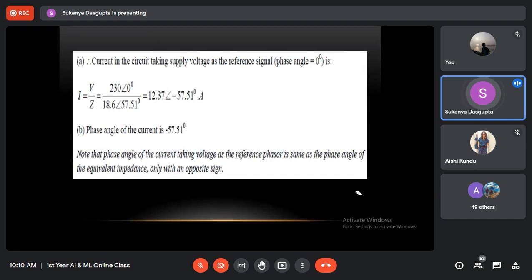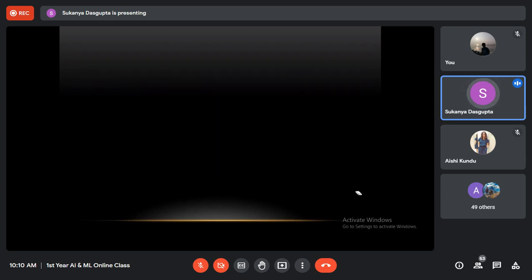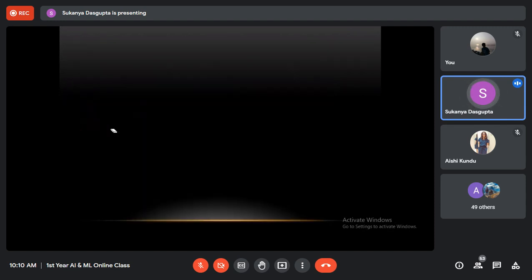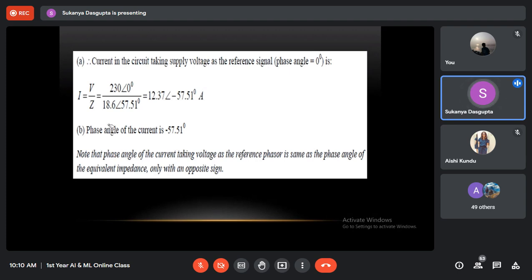Next, it is very simple. We'll just calculate the current through this circuit, which is the total supply voltage, 230 volt, divided by the impedance. 230 volt is given in this problem. No angle was given, which means it starts from the origin itself. So we'll consider 230 angle 0 degree divided by the impedance already calculated as 18.6 angle 57.51 degree.